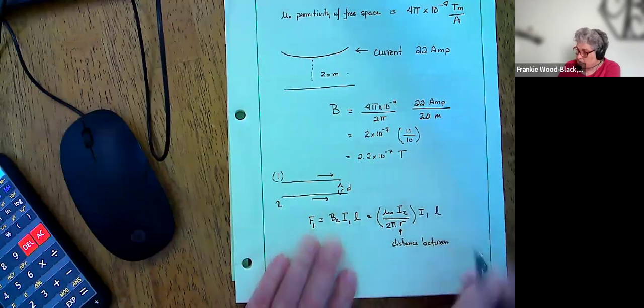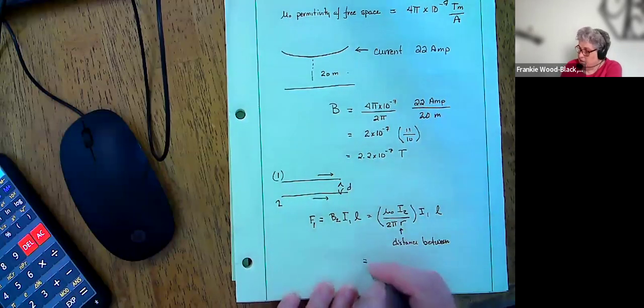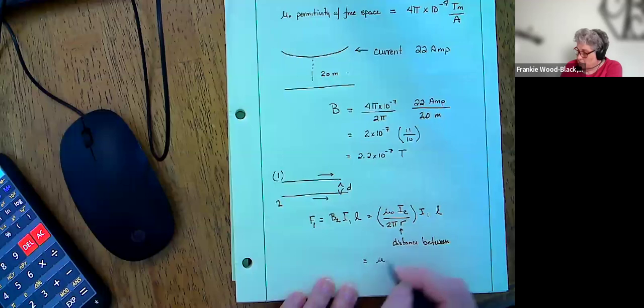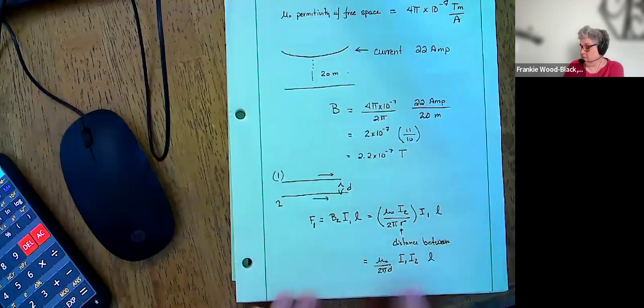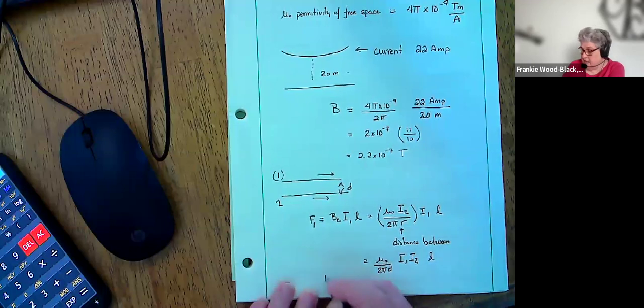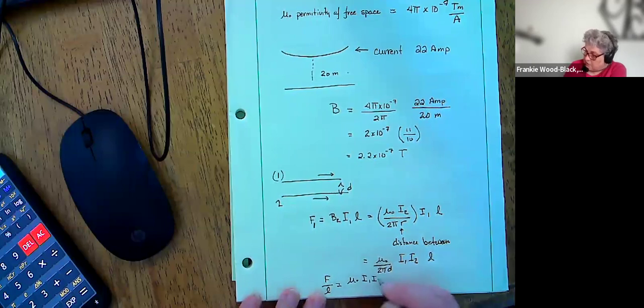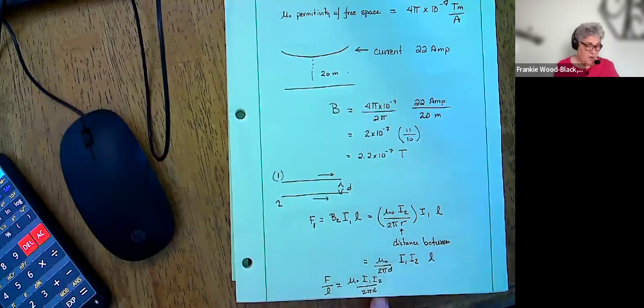I1L. And if that's D, I'm going to get mu over 2 pi D, I1 times I2, times my distance. And a lot of times we'll write that one out as F over L because that's my force per unit length. And I get my mu I1 I2 over 2 pi d. So you can actually work through those kinds of items.